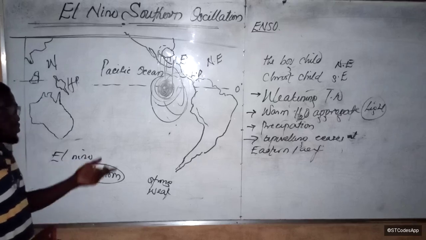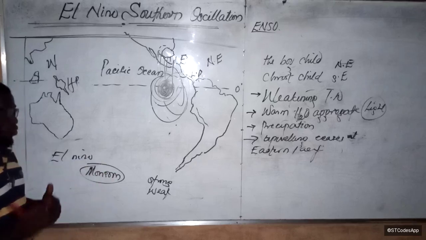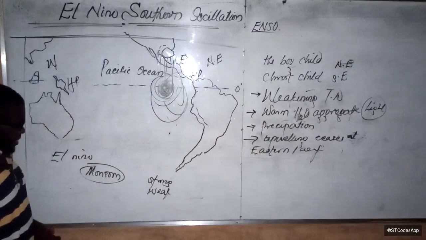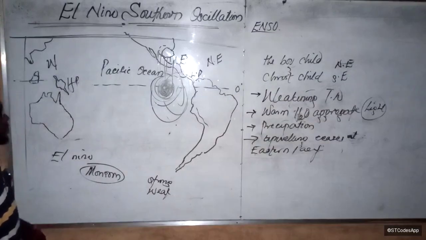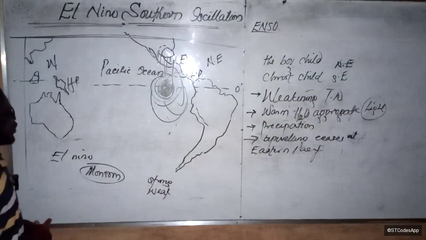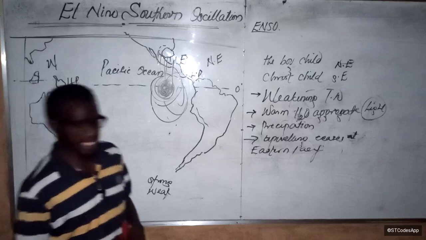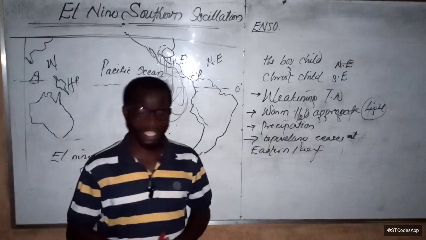Gilbert Walker was trying to study the cause. So that is it about the El Nino. And there is one more condition which is known as the La Nina. We're going to be discussing that in the next video.